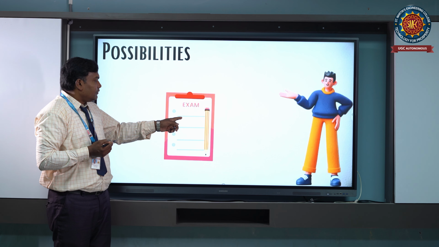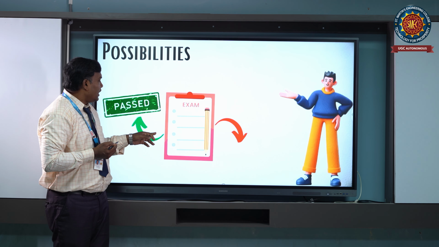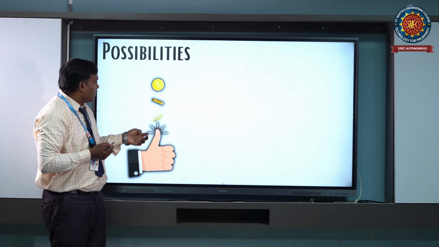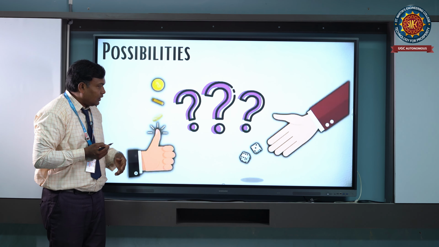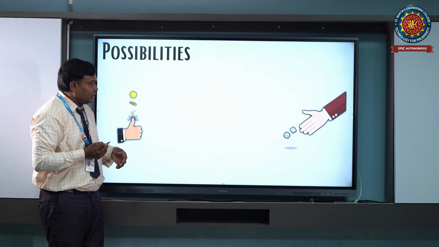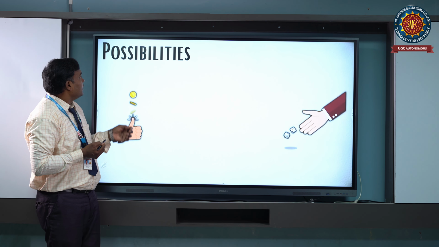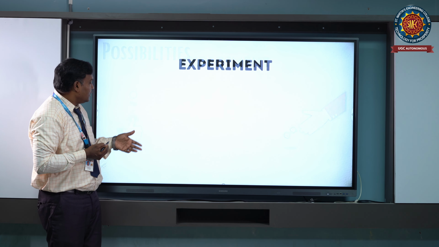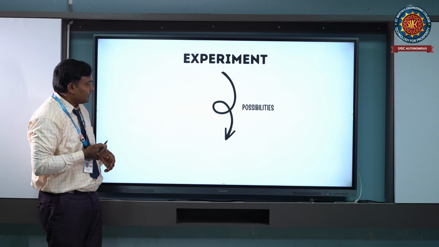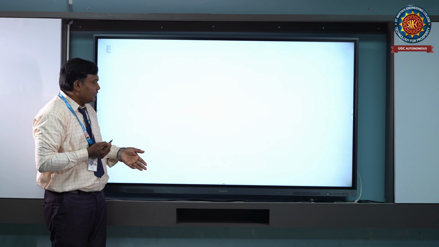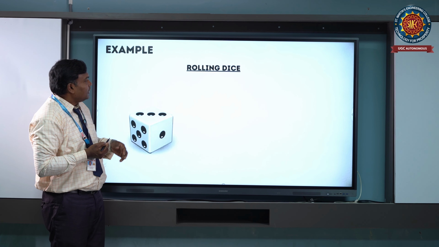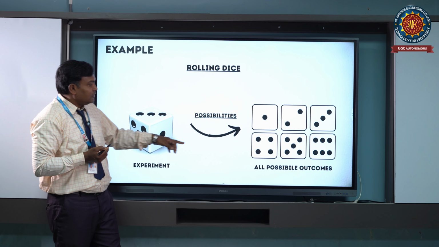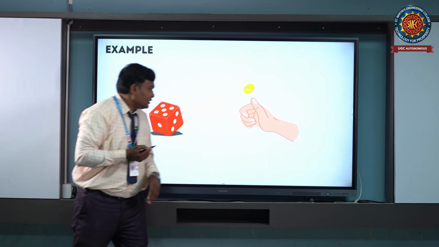See, for example, if a student writes an exam, here we will have two possibilities: passing and failing. Next, tossing a coin, or throwing a dice. What is the probability of getting an even number, odd numbers, like that. These are the possibilities of this experiment. Experiment means tossing a coin, throwing a dice. The possibilities we will see one by one. Example, rolling a dice. Rolling a dice is an experiment, and possibilities are 1, 2, 3, 4, 5, 6.